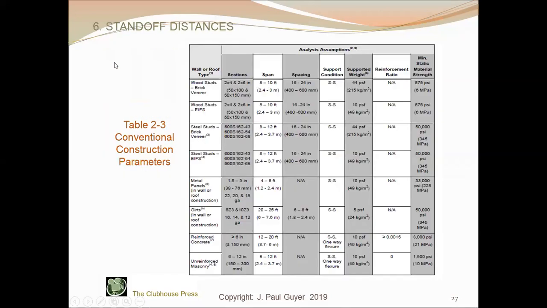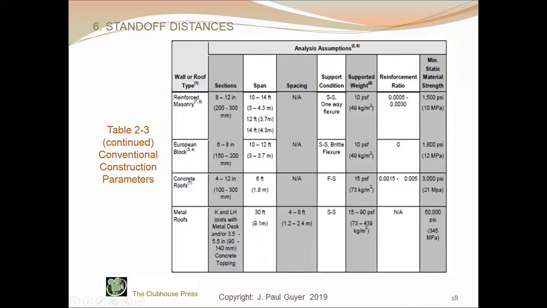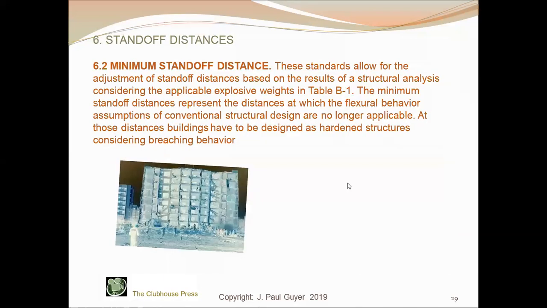Now here are the conventional construction parameters that were used in this analysis, and you can review them at your leisure. And this is continuing with other wall and roof types, reinforced masonry, concrete roofs, etc. And you'll see standoff distances based on the structural analysis, considering the applicable explosive weights indicated in table B1.